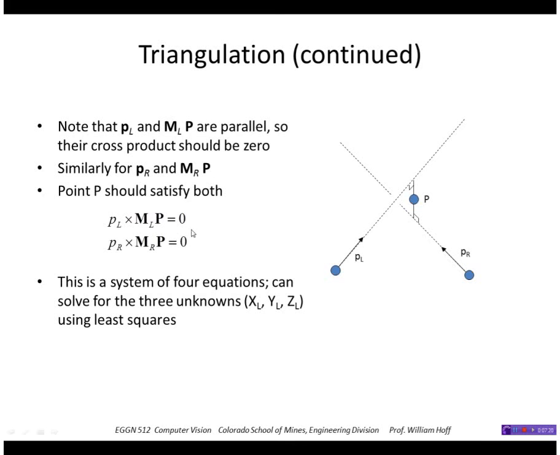So this is a system of equations, and I can solve for the unknown P, which is the values XL, YL, and ZL using least squares. So this is a fairly straightforward way to reconstruct a point P, and it also works for more than two cameras. You would simply have a third equation here that you would use.